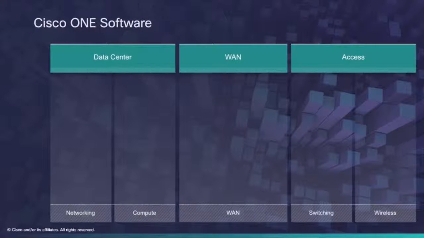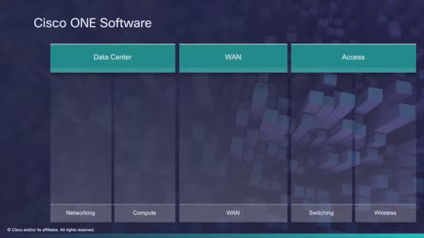Cisco One software is comprised of a 3x3 structure. The three architectures are Data Center, WAN, and Access. Data Center is divided into networking and compute. And in the Access architecture, we have switching and wireless.